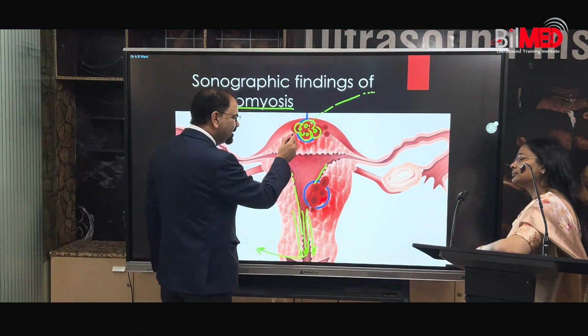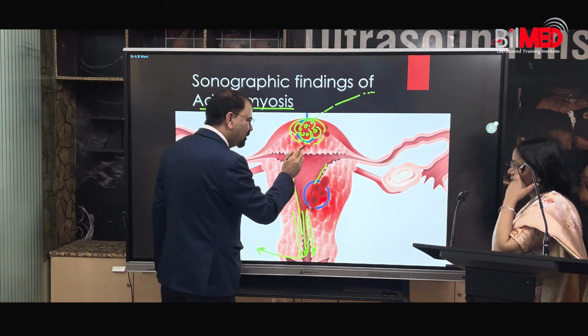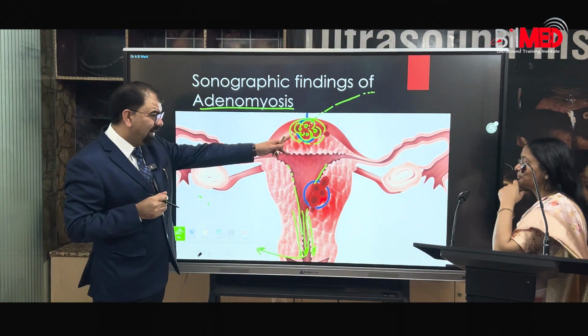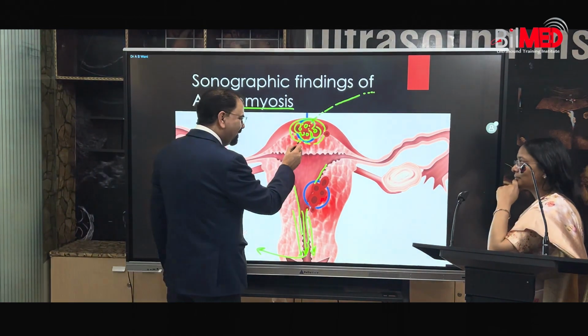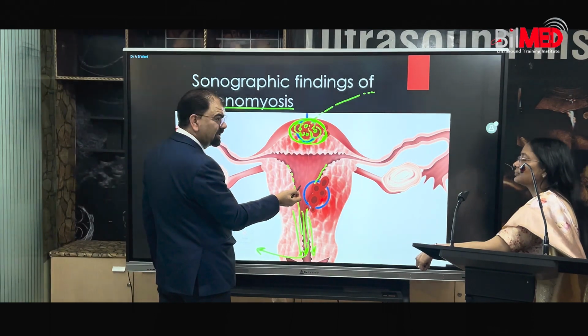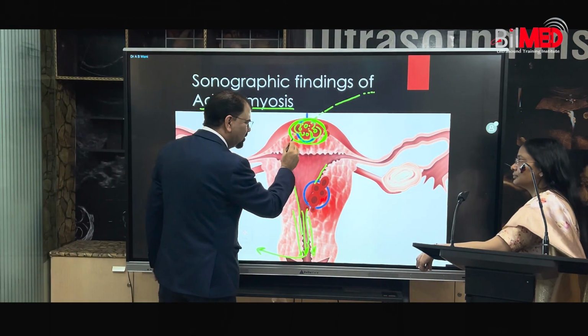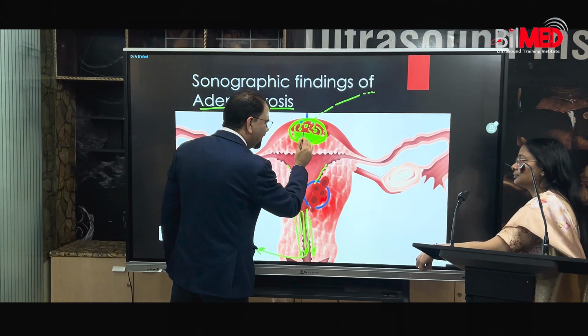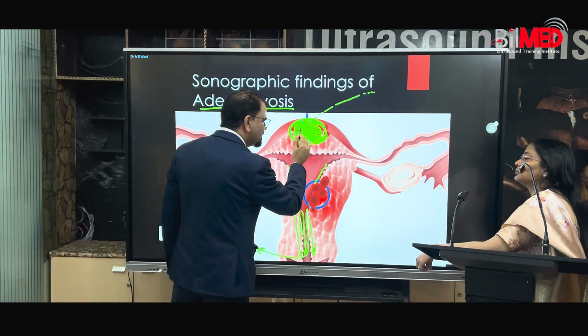Now, will this not bleed? Yes, you just told me, of course. This will also bleed, but this is not connected with the main endometrial cavity. So the blood will get pulled up over here. Now see, try to understand. The blood will get pulled up over here only.